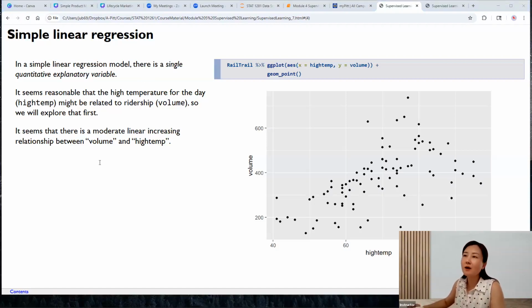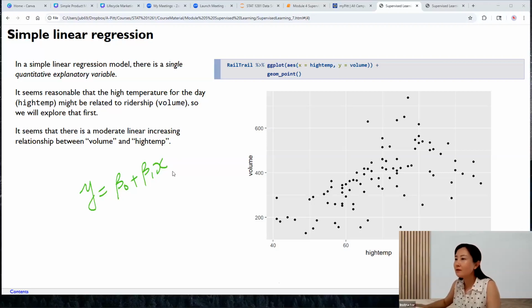So a model is called a simple linear regression because there is only one feature variable, one predictor in the model. So basically the model is somehow like this, only one predictor. Right? And the relationship between y and x is linear. And it seems that temperature, high temperature might be related to ridership, the volume response variable. So let's fit the first model using high temperature only.